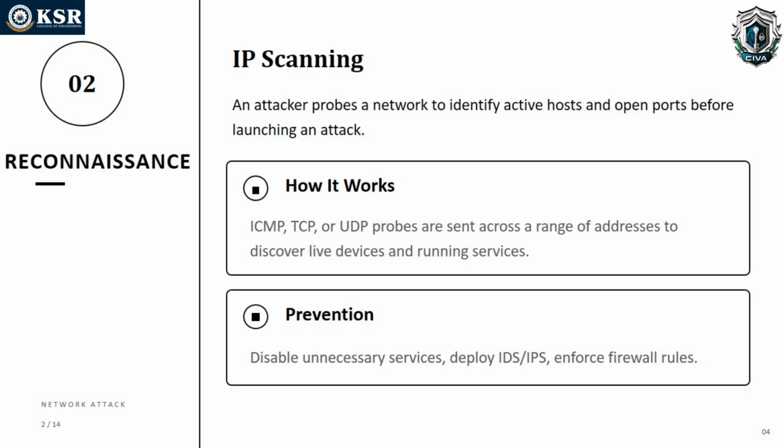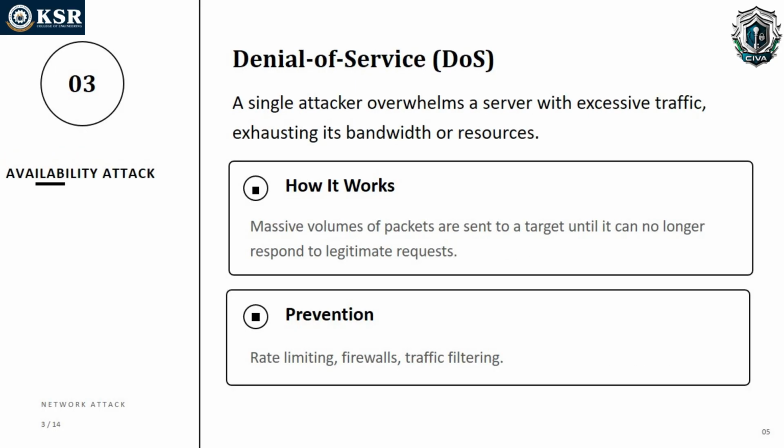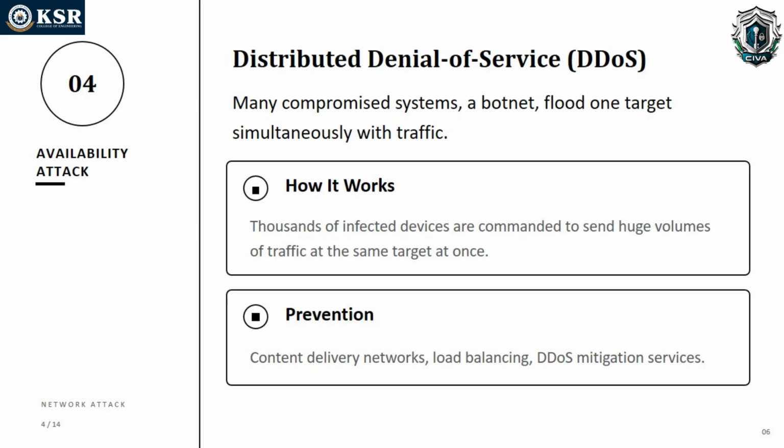Denial of service. A denial of service attack floods a server with far more traffic or requests than it can handle, exhausting its bandwidth, memory, or processing power. Legitimate users are then unable to reach the service. It's typically launched from a single source. Defenses include rate limiting connections, firewall rules that drop abusive traffic, and traffic filtering that separates normal usage from a flood.